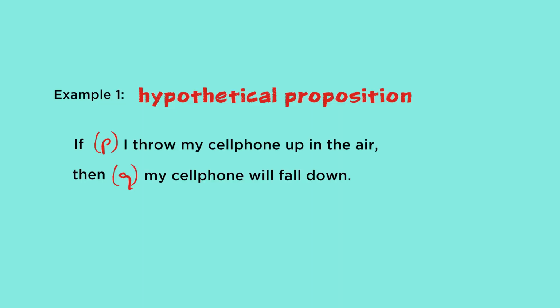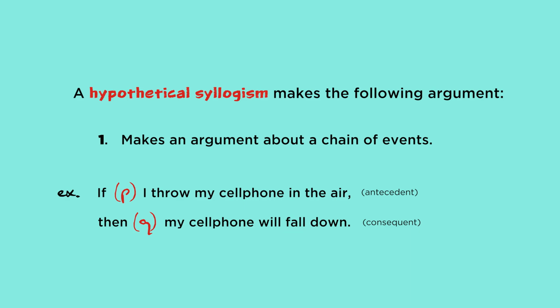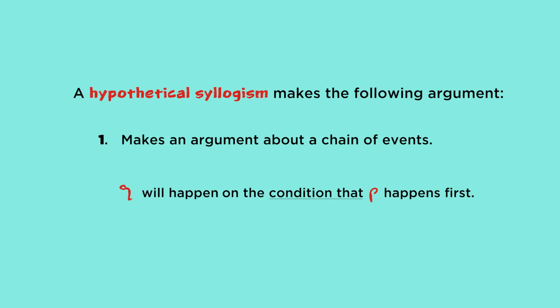That's a really basic example of a hypothetical proposition. It's just claiming a chain of events. In this case, if P, I throw my cell phone up in the air, then Q, it will fall. That's it. That's all that I'm saying.